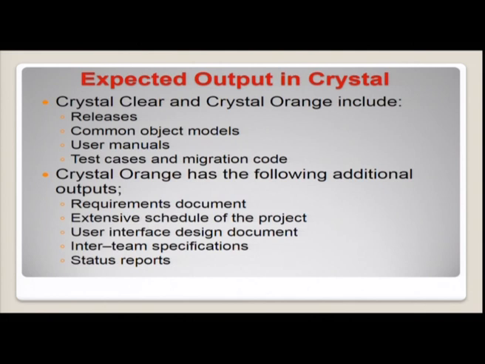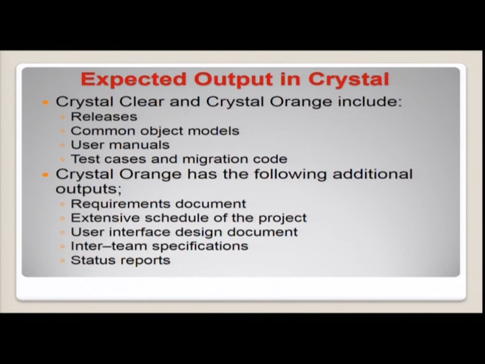Then Crystal Orange has the following additional outputs. One is the requirements document, the second one is the extensive schedule of the project. What do you mean by extensive schedule of a project? Any project has to be scheduled. Any project has to be planned perfectly, and any plan has to be scheduled accordingly. So those schedules you call the extensive schedule of the project.